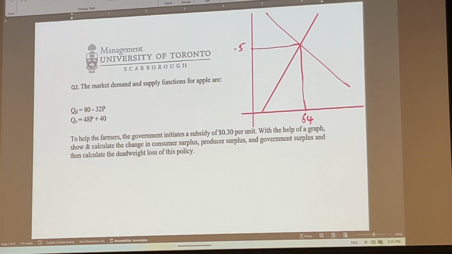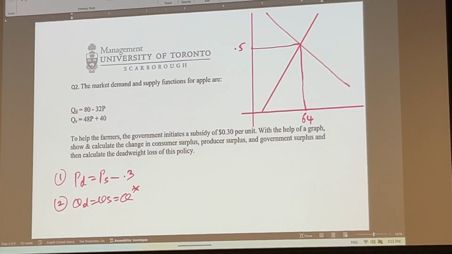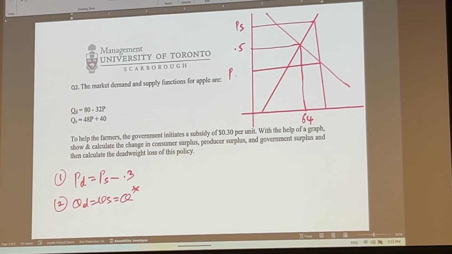So now we have a subsidy. In the subsidy, the consumer pays what the producer gets minus the subsidy. And as always, demand and supply should be equal. So that will give us equilibrium to the right, not to the left. That is what the producer gets. That's what the consumer pays. This is the subsidy. In this case, 25 cents, 30 cents.